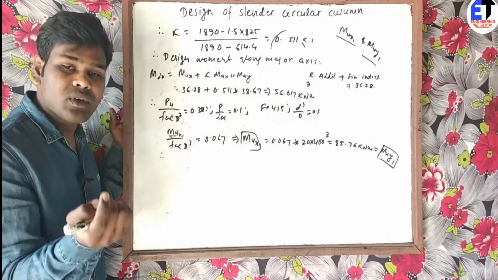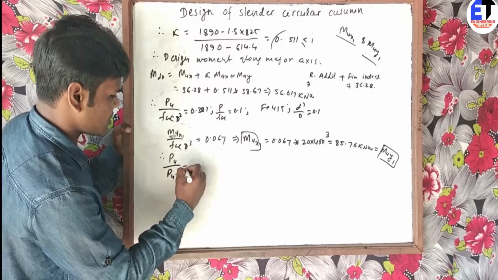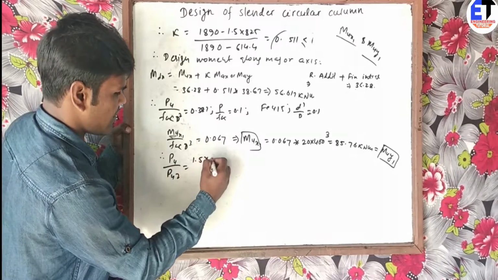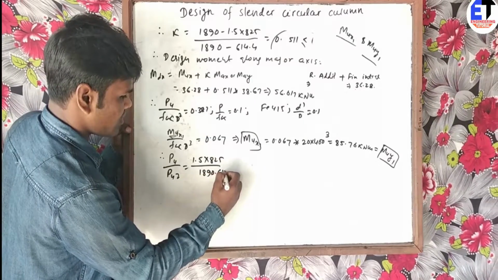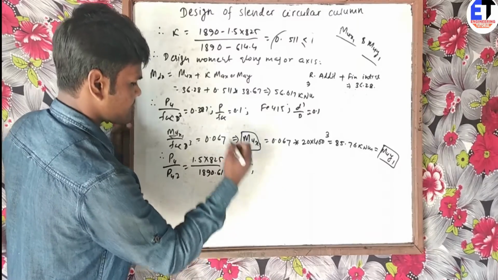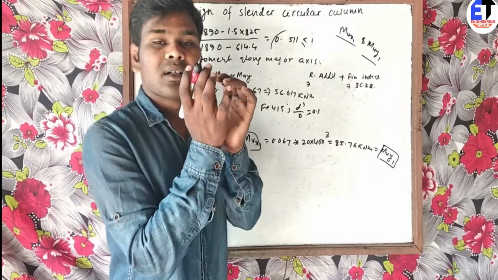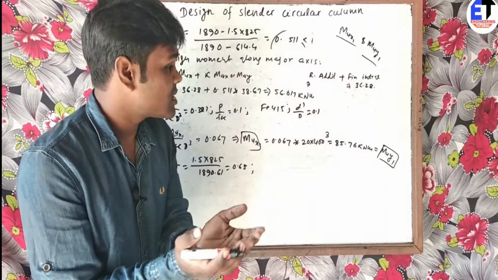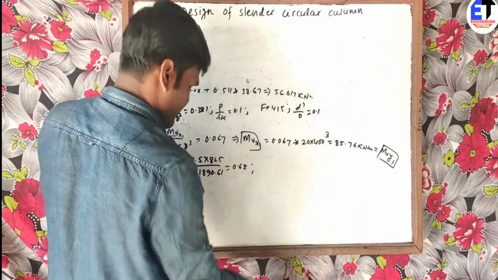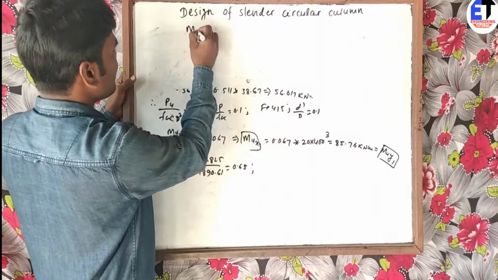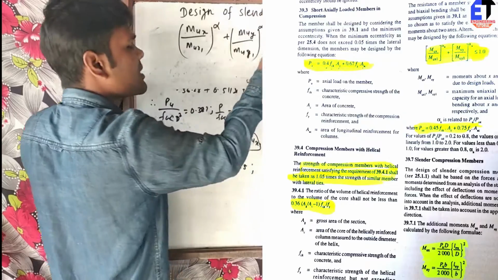So we have to also calculate the ratio. Which ratio? Pu by Puz. What is the Pu? 1.5825 divided by 1890.1 is equal to 0.65. Here, for the checking formula for the sufficiency of steel, as I told you in the previous video, Mux divided by Mux1 should be less than or equal to 1.